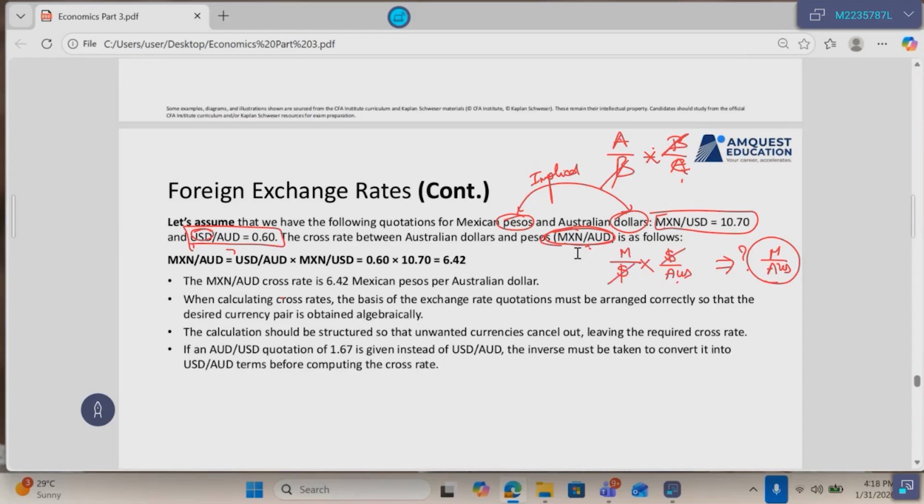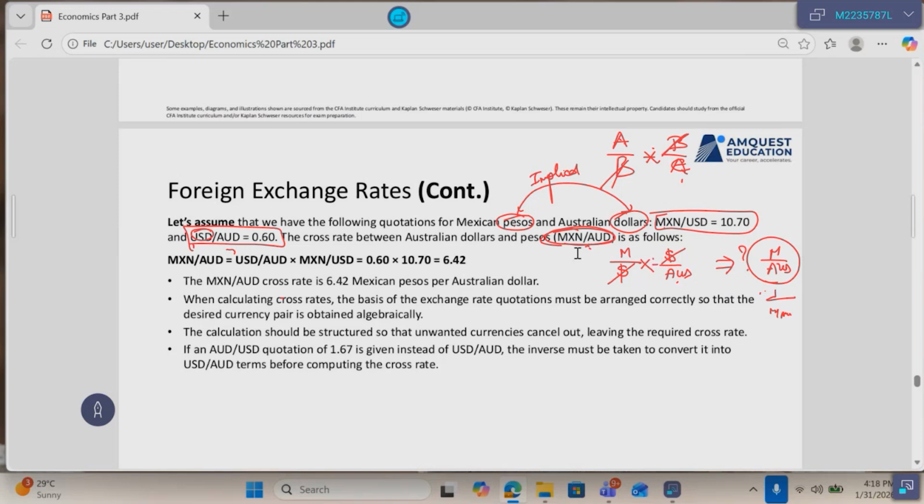So whatever they ask you, use these numbers to derive that answer. Is that clear? Now suppose they ask you Australian dollar to Mexican, then you say fine. You get the answer and then you do the inverse. You can do 1 upon Mexican by Australian. Uska ulta kiya to Australian dollar to Mexican. Is that clear? So learn how to eliminate the common number.